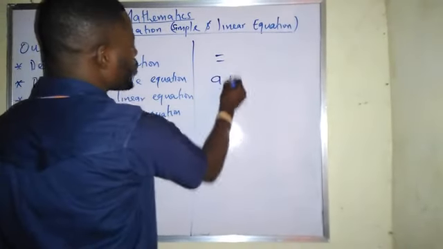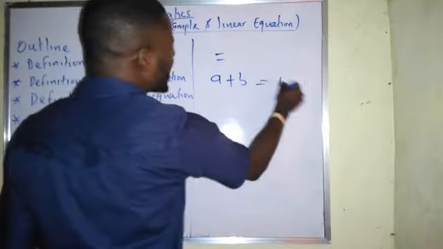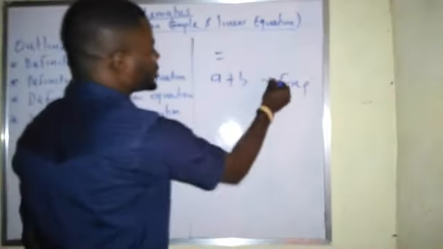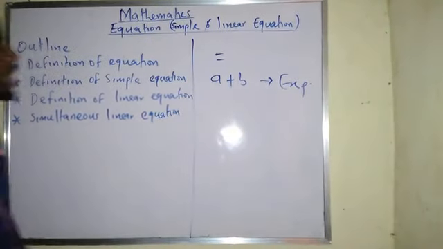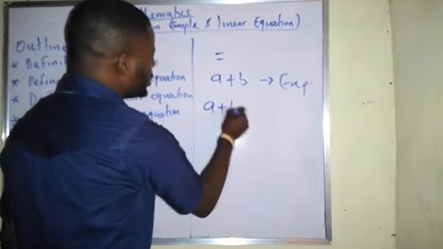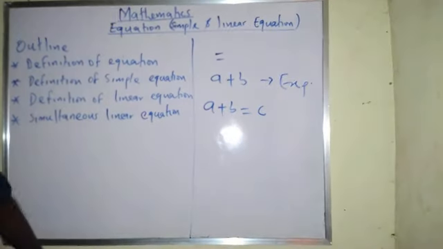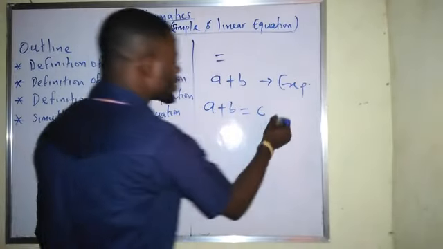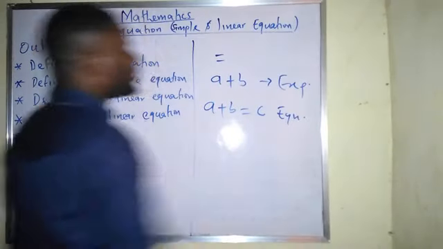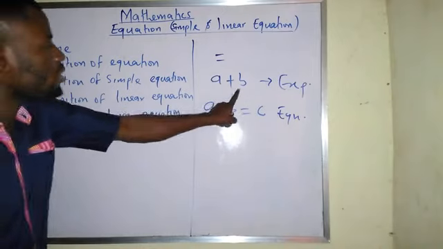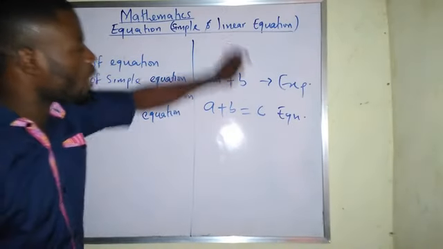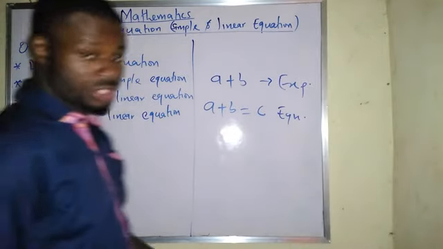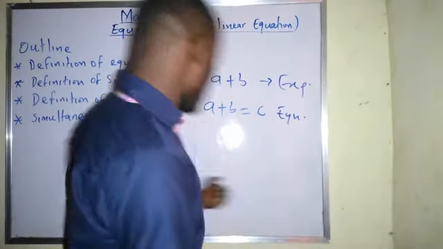If I have a plus b, at this point we call it expression. Now, if I change it to a plus b equals to c, now the story has changed. At this moment, it becomes an equation. Why is the first one an expression? Because there's no equality on it, we call it expression. And let me quickly help those that are writing JAMB or WAEC, any exam.